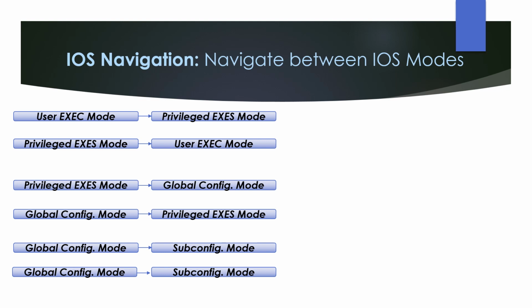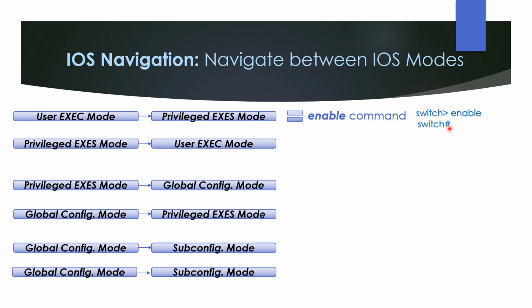To move from the user exec mode to the privileged exec mode, you have to use the command enable, and here will be shown even the prompt. So you have to use the command enable, and you will see that the prompt will change, and this means that now you are at the device ready to go and configure it.